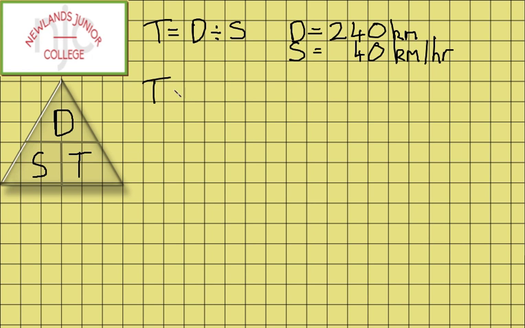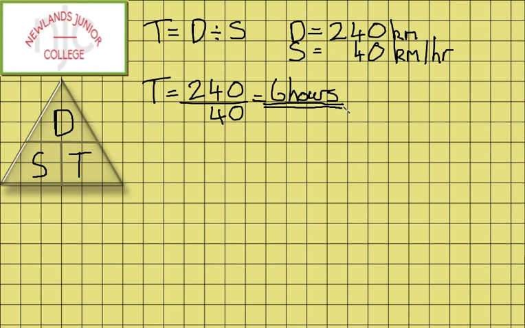The time is equal to distance divided by speed, which is 240 divided by 40, and that gives us an answer of 6. And before we put the units in, it's always worth checking just to make sure that they all match up. You've got distance in kilometres, speed in kilometres per hour, that's ideal. The time, the answer that we've got, well, that's going to be in hours.